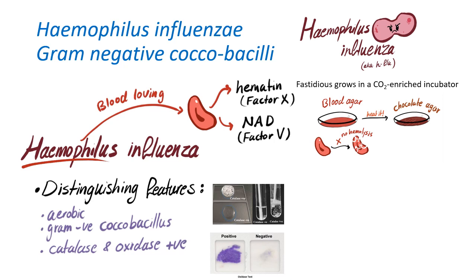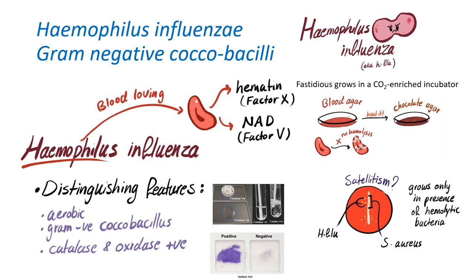So this bacteria is fastidious, so it grows in CO2 enriched incubators. This is a very specific requirement. Otherwise, the bacteria will not grow into happy colonies. And there is a very important phenomenon that we see with Haemophilus influenzae, which is called satellitism, which means that the bacteria can grow on blood agar only if you provide them with bacteria that can do hemolysis, like Staph aureus. So if you put a line of Staph aureus, Haemophilus influenzae can grow around it because now the blood is lysed.